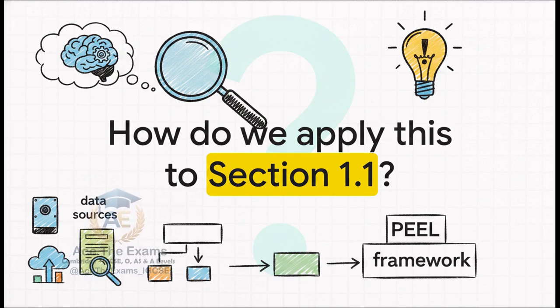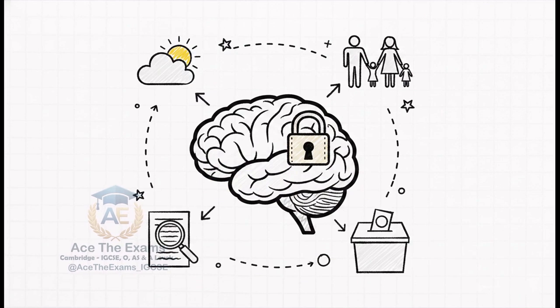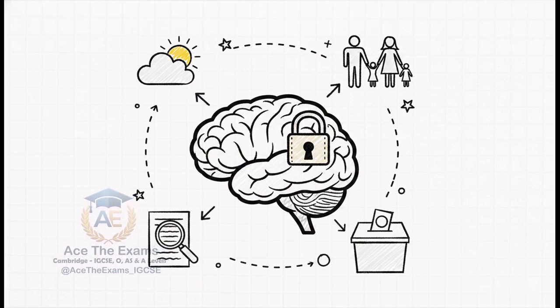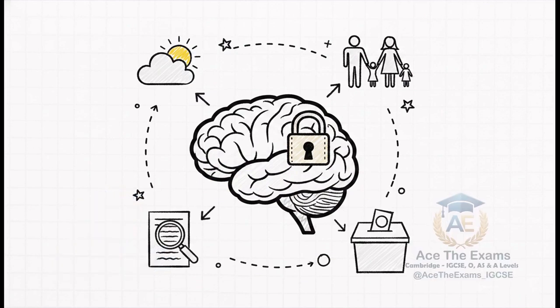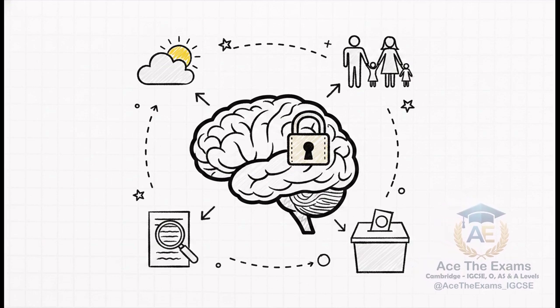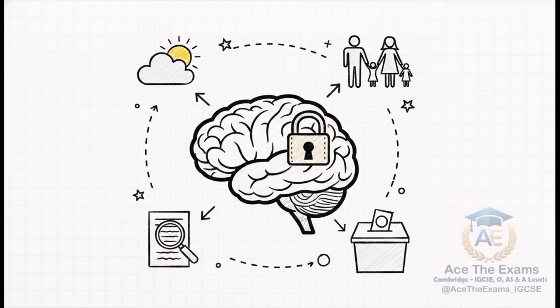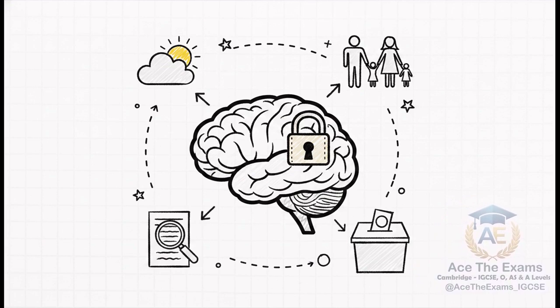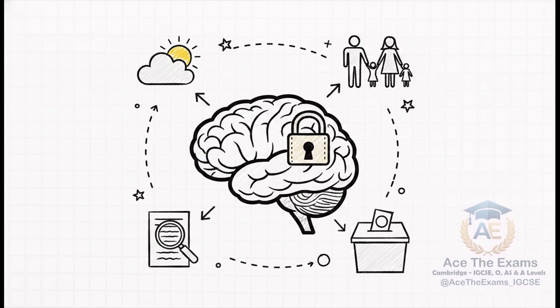You need a way to instantly recall the specific data sources. Enter our memory hack. WCER. Weather, Census, Electoral, and Research. These are your core sources of indirect data. By locking this simple acronym into your memory, you immediately know which specific formatting and presentation conventions you need to mentally retrieve the second you sit down for the exam.